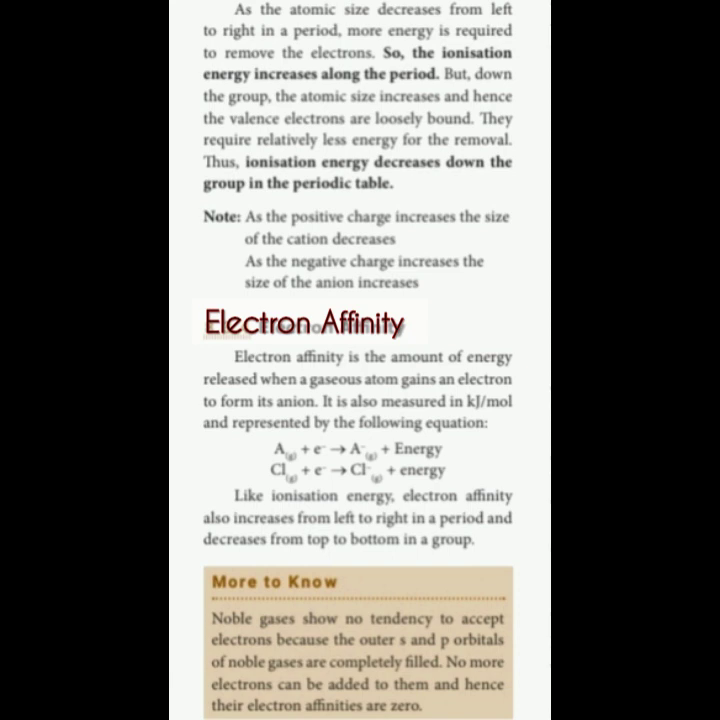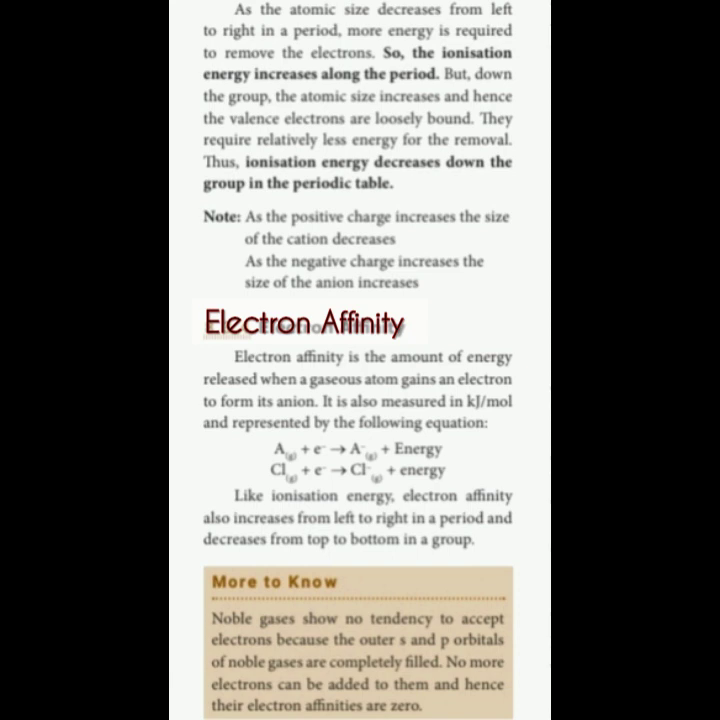Next topic is electron affinity. It is just the opposite of ionization energy. In ionization energy, it is the minimum amount of energy required to remove the electron. But in electron affinity, it is the amount of energy released when a gaseous atom gains an electron. There it loses an electron, here it gains an electron. There energy is required, here energy is released. So once again, the definition: electron affinity means the amount of energy released when a gaseous atom gains an electron.